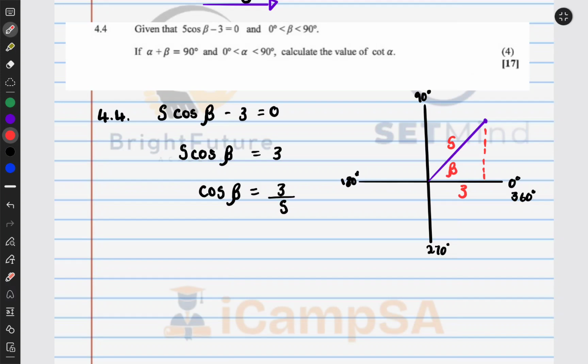What unknown do we have here now? We have the y unknown, the other side of this right angle triangle, and we can use Pythagoras theorem to determine that unknown. So y squared is equal to r squared minus x squared. What is r squared? R squared is 5.